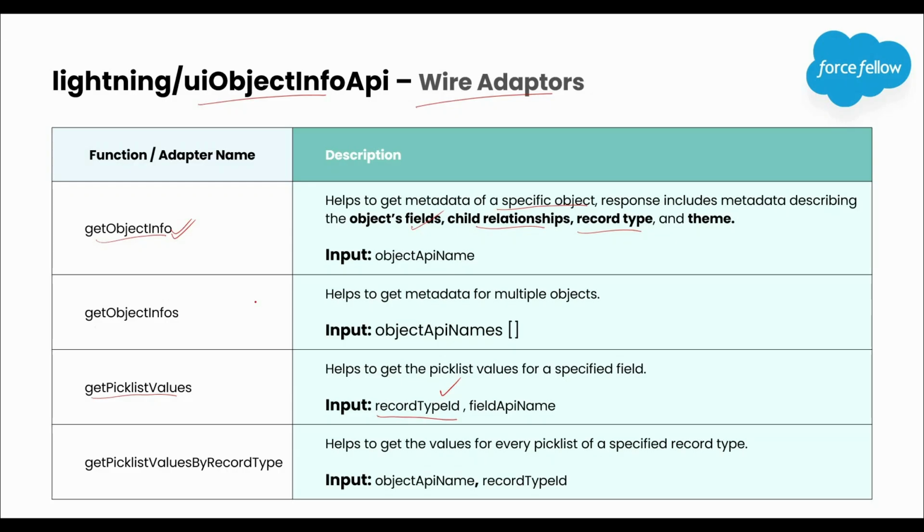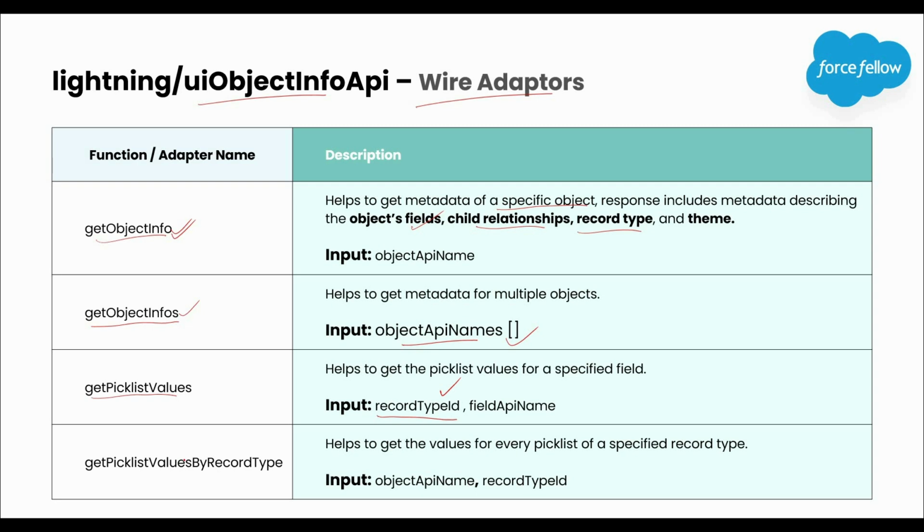Alright. Next adapter we have is getObjectInfos. So if you have a requirement to get metadata of multiple objects, then you can use this adapter. And as an input, we have to pass those objects' API names in an array.